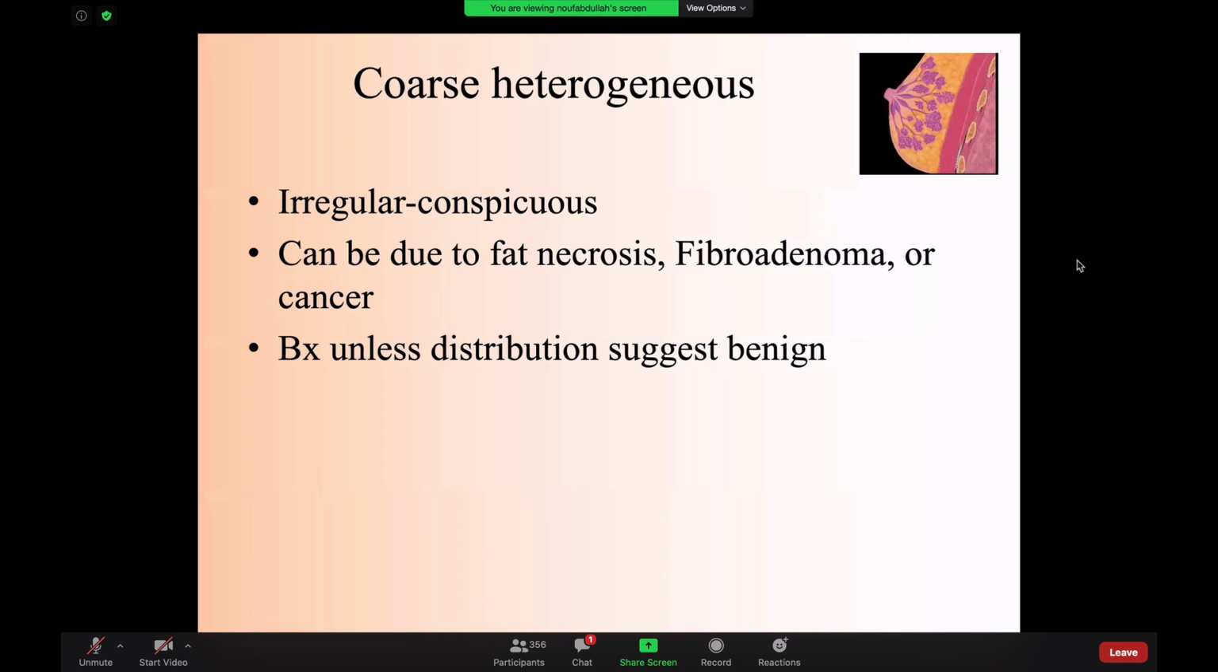Coarse heterogeneous, I talked to you about before. We used to call coarse heterogeneous benign or intermediate probability. Now you have to be careful. If it's not related to fat necrosis or calcified fibroadenoma, it could be 60% related to cancer. So you have to be very careful.